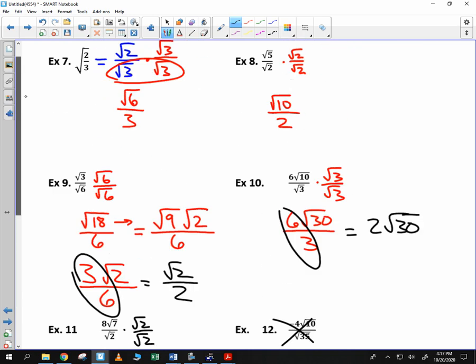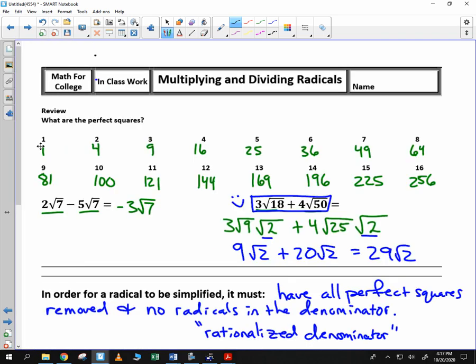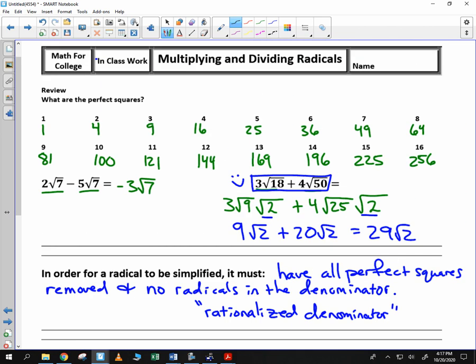A nice just kind of simplifying of radicals, rationalizing the denominator, remembering to multiply and divide in certain situations. And there you go. So hopefully that's a nice little review. Nice short video for you.